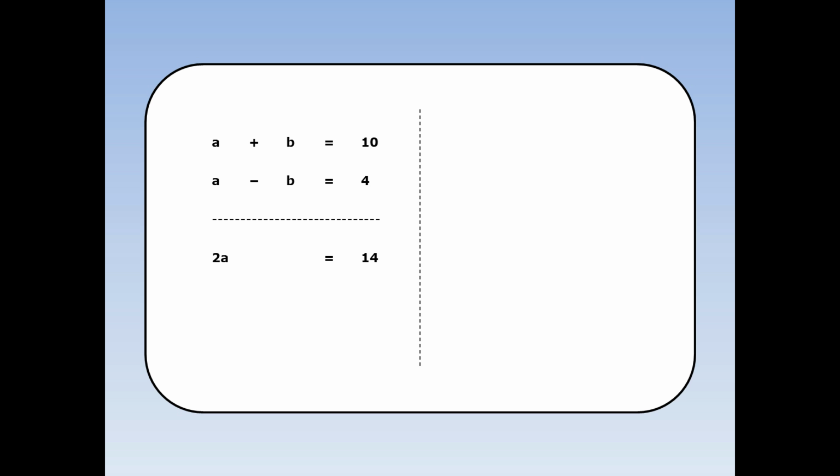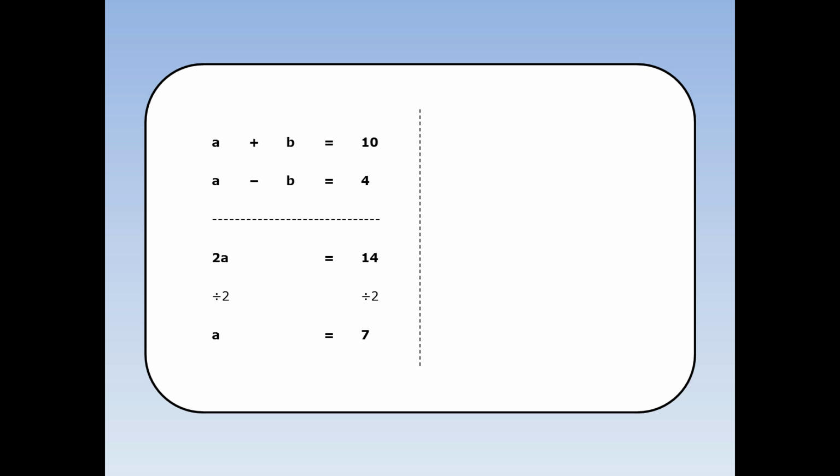Add both equations together. a plus a is 2a, plus b plus minus b is nothing, and 10 plus 4 is 14. So I've made the b's disappear and I've just got 2 a's. Now, I don't want 2 a's, I want 1a, so I'm going to divide both sides by 2. 2a divided by 2 is 1a, 14 divided by 2 is 7, so a is 7.